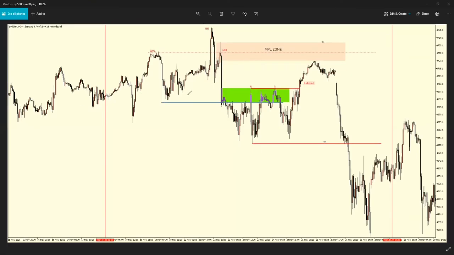Right, so this is example 1 of the advanced pattern. So as you can see right here, we have this QML over here. We have this high over here. We have this break of this low over here, RR, and then a retest back to this MPL zone and a drop. So this is where you're going to take profit.